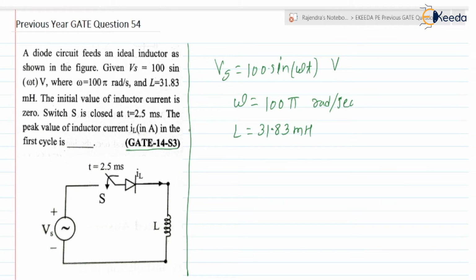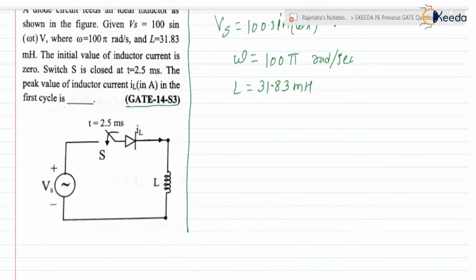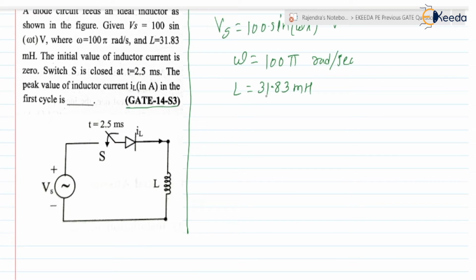The initial value of inductor current is 0, and switch S is closed at t equal to 2.5 millisecond. The peak value of inductor current IL in the first cycle is asked. So at t equal to 2.5 millisecond we close the switch, and they have asked for the peak value of the inductor current IL.